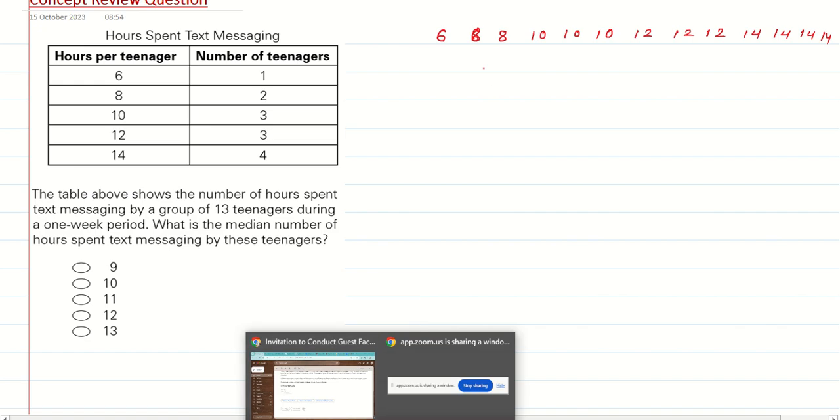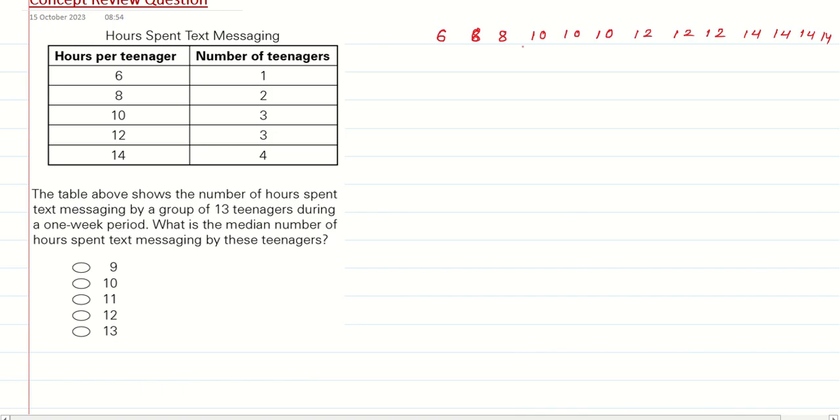Okay. So we have 6 only one time. You can see here 8 two times, and 10 again 3 times. See, 12 3 times, and 14 4 times. Correct, no? Now, how to find the median?